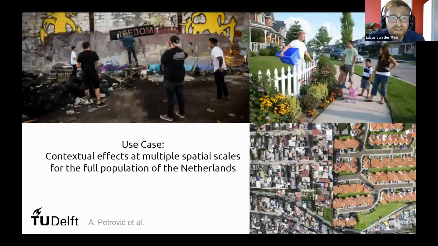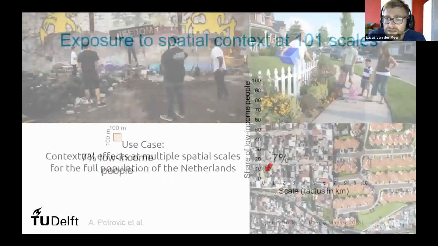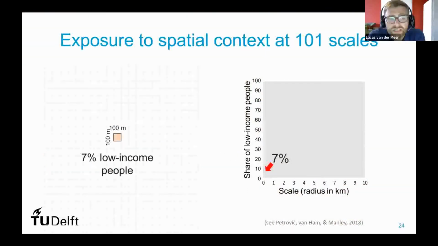But nowadays, we also have individual level data rather than just neighborhood data. So we can have a look at wealth in much more detail. And that is what Anna did. She took a specific point in the Netherlands, or actually she took 600,000 specific points in the Netherlands. And for each of those points, she calculated the share of low-income people. For a square of 100 by 100 meters, the share was 7%.